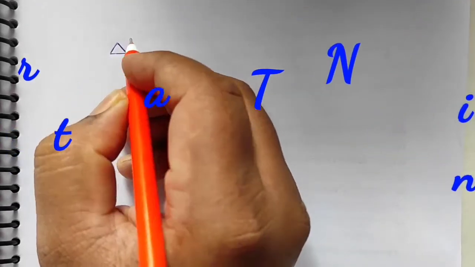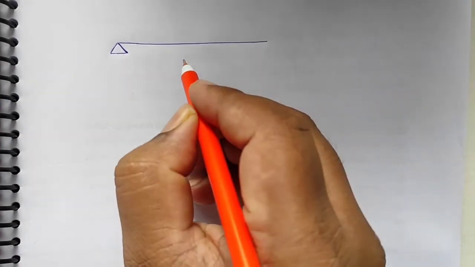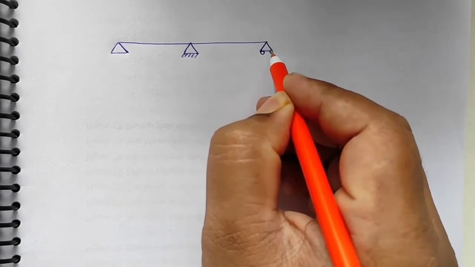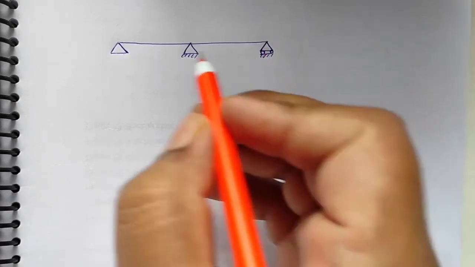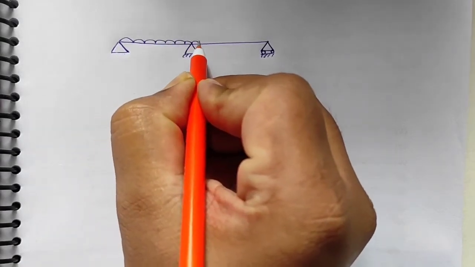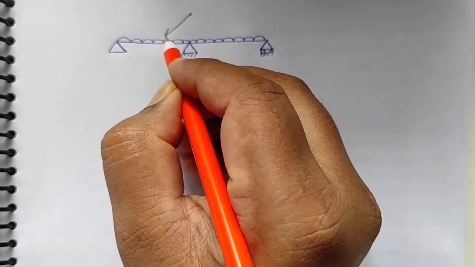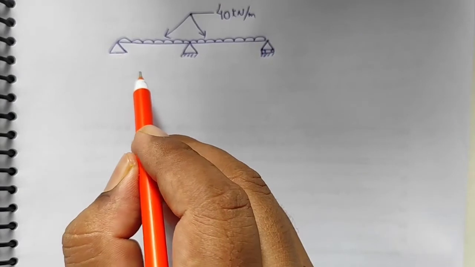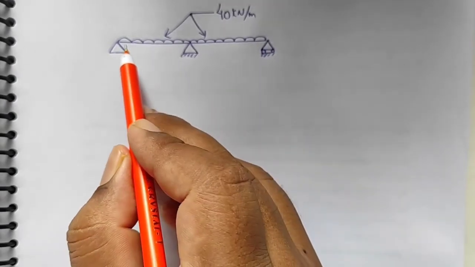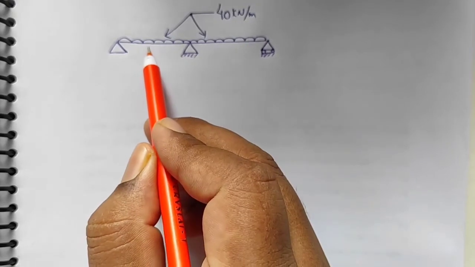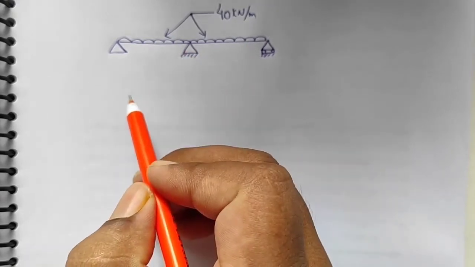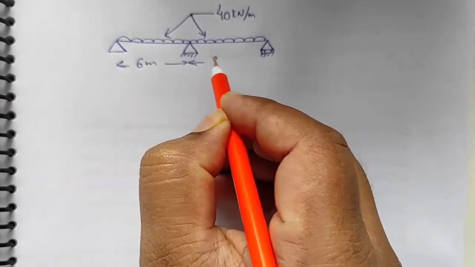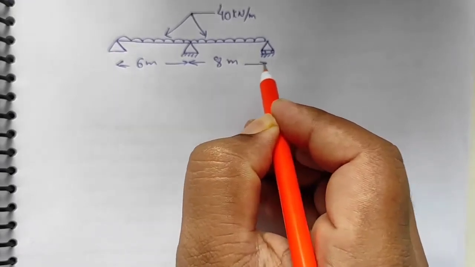Let's take our question in which we have two beams and three supports. As we know, we can apply the three moment equation to structures having two beams and three supports. The given question has a UDL loaded throughout two beams with three supports, and the length of the first beam is 6 meters and the length of the second beam is 8 meters.